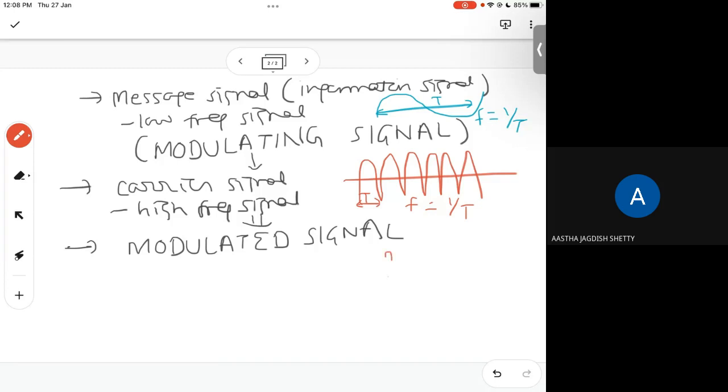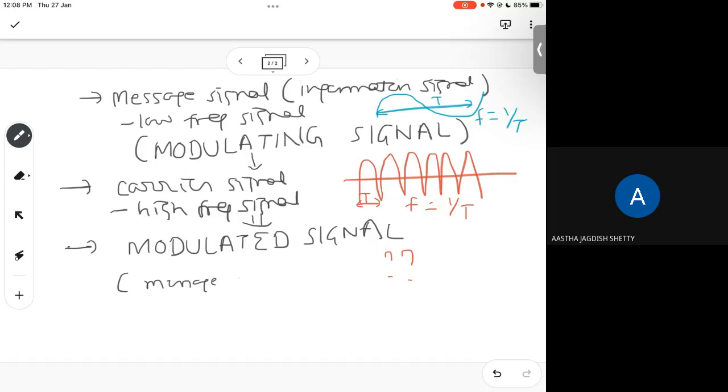And what should be the waveform of the modulated signal that we have to discuss. So basically we are talking about the three signals. Modulating, we use the word quite often, modulating. So modulating means it is a message signal and carrier is a high frequency signal and modulated signal is the final overridden signal.